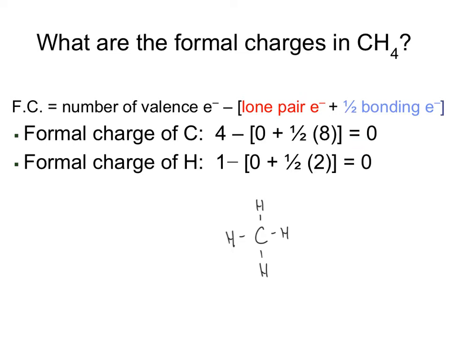All of our hydrogens are identically bonded. And so hydrogen has 1 valence electron. Each hydrogen here has 2 bonding electrons around it. 1/2 times 2 is 1. 1 minus 1 equals 0. And so the formal charges around each atom in CH4 are all 0.